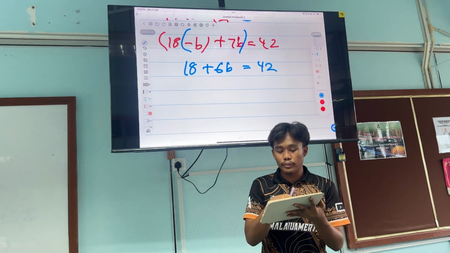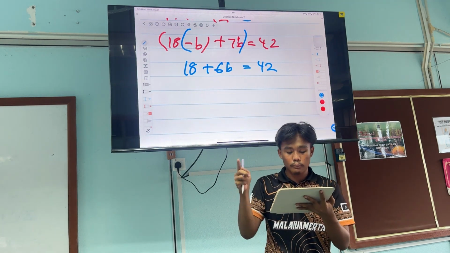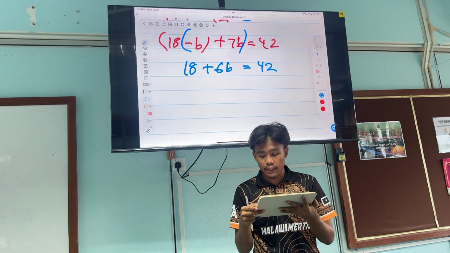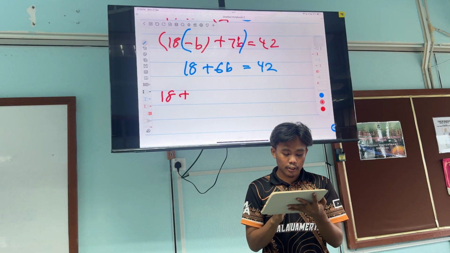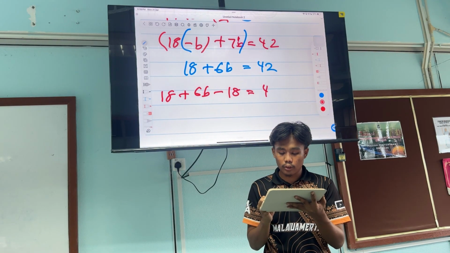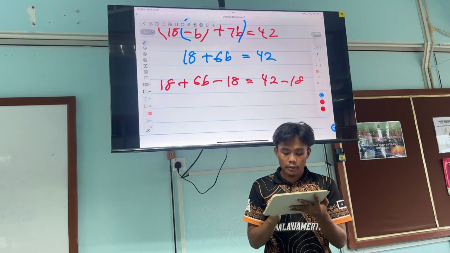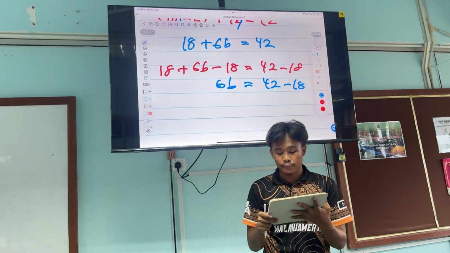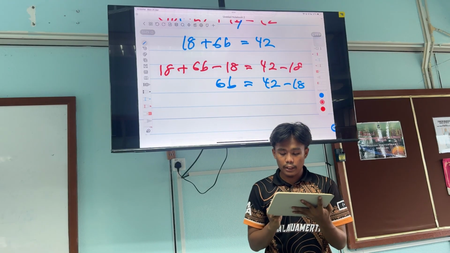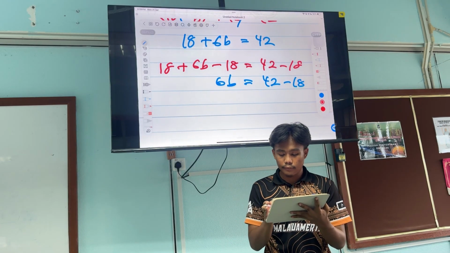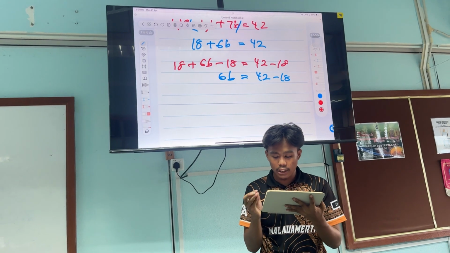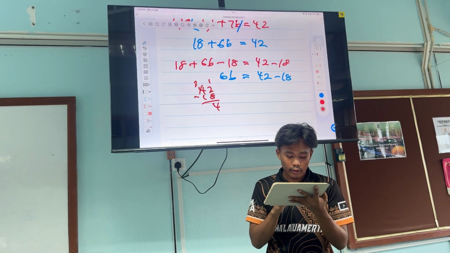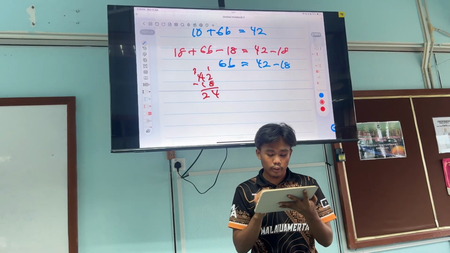Okay, we can move this 18 to the other side. Not move, I'm sorry, we can rearrange it so that it becomes equal. So 18 plus 6B minus 18 equals 42 minus 18. So it becomes 6B equals 42 minus 18. Understand? Counting it here, 42 minus 18 is 24. So 6B equals 24.